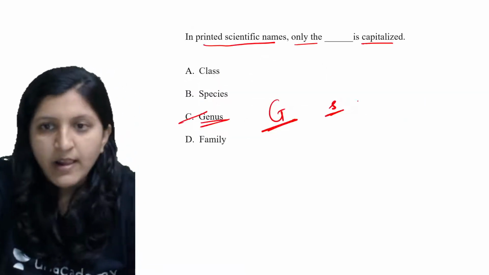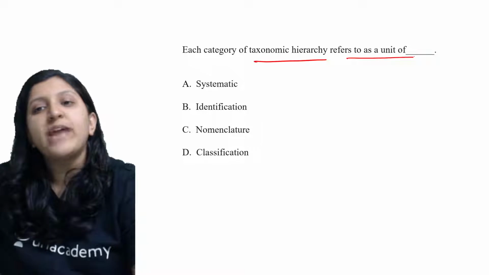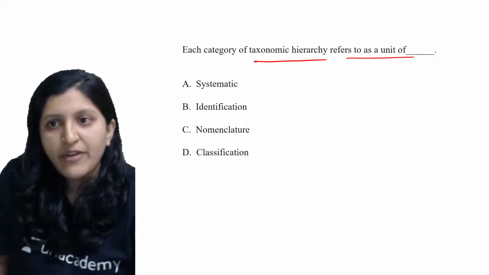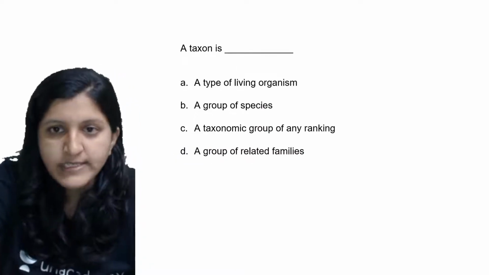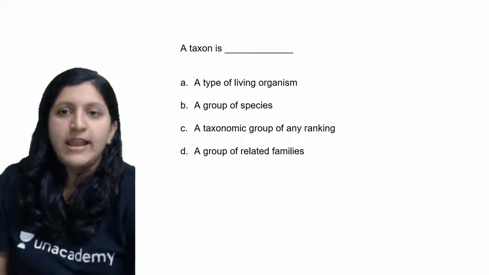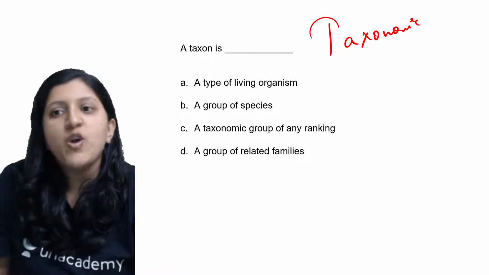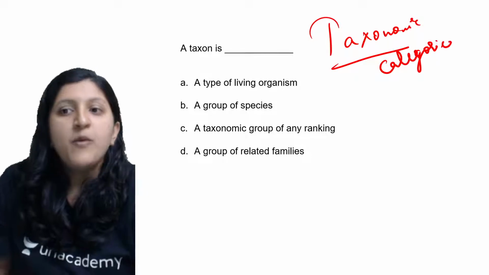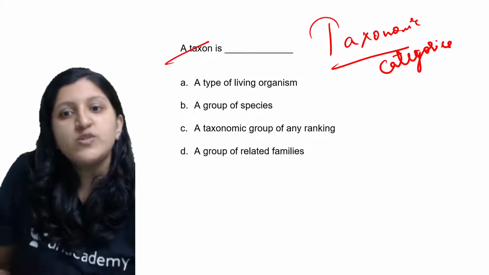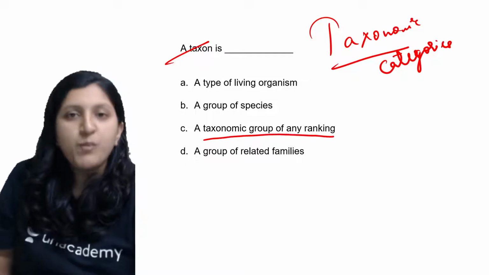So now you know that each category of taxonomic hierarchy refers to a unit of classification. In the taxonomic hierarchy, you can find different categories. So in those categories, what exactly is a taxon? A taxon is basically a taxonomic group of any ranking.